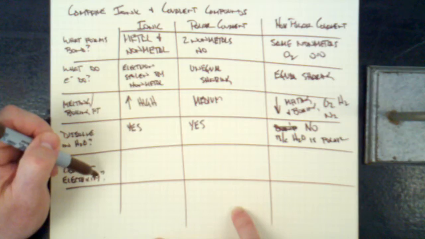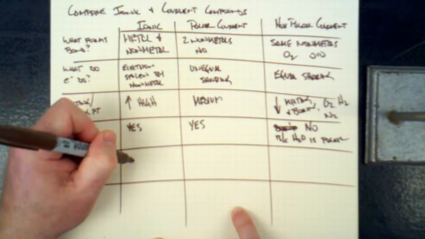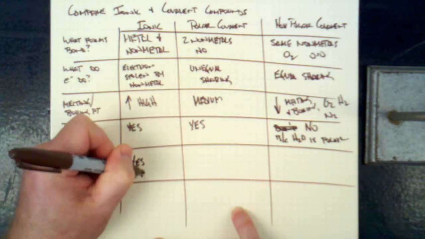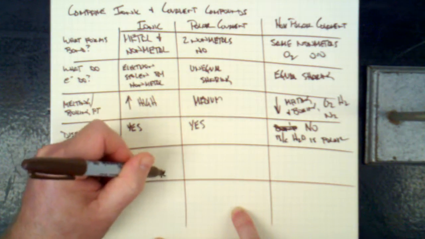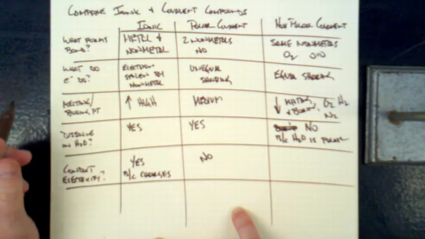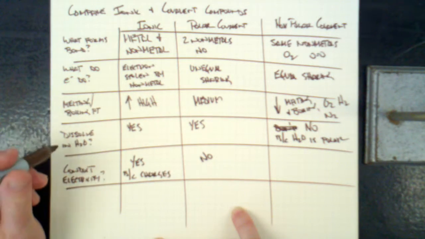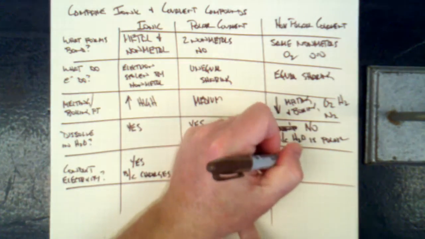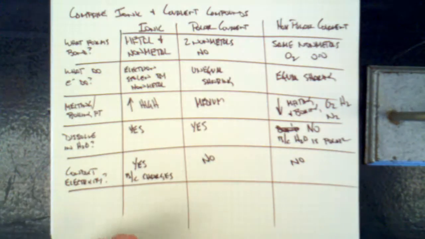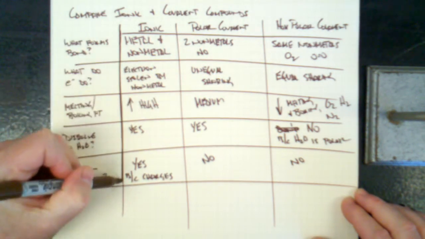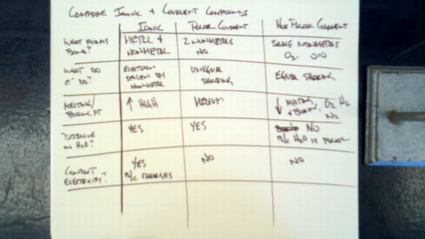Ionic compounds, do they conduct electricity? Yes, because they're made of charges. Polar covalent? No. They share electrons. And nonpolar covalent? No, they don't either. So there's a real nice summary table. Should be helpful to you on the exam about comparing ionic and covalent compounds.